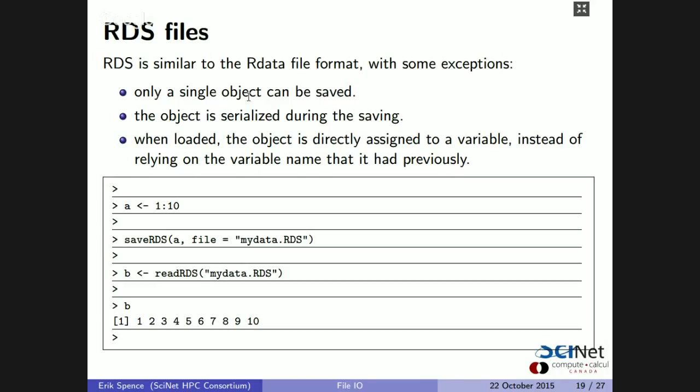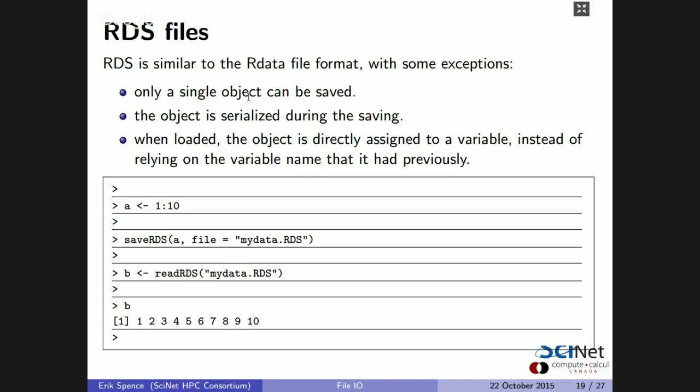RDS files. Okay, I mentioned these earlier. It's different than the RData file format, but it's similar. The difference is that only a single object can be saved with an RDS file. And when it's loaded, it's not loaded like the RData file was, where the variables just pop into your environment, but rather you assign it to something. So if I have A and I save RDS A to some file, then when I want to read it, B is assigned the value of read RDS. You assign it directly as opposed to things popping into the environment.